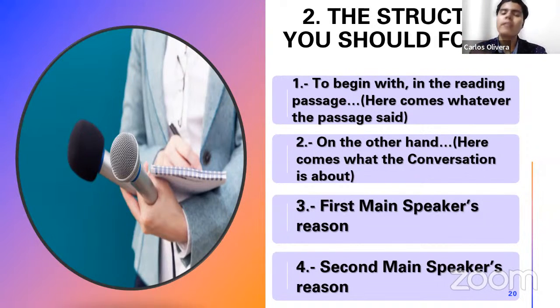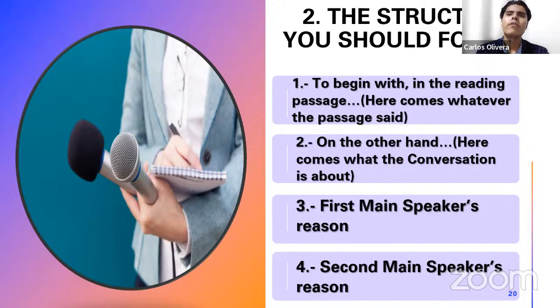But as I say, always avoiding your opinion. Your opinion here should never be mentioned. You should never augment any detail that was not mentioned in the conversation or in the reading. You shouldn't here make any type of, how's this called, of inference.